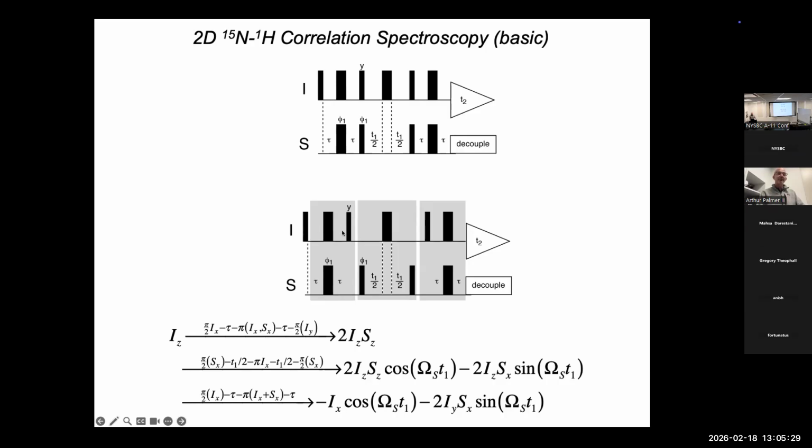And during this first time period, tau, 180-degree pulse, tau, what will happen to the I-spin chemical shift? That's an echo. So the I-spin chemical shift is going to be refocused. So I don't have to do any calculation for that. Now, what happens to the J coupling? I have simultaneous 180-degree pulses on both spins.